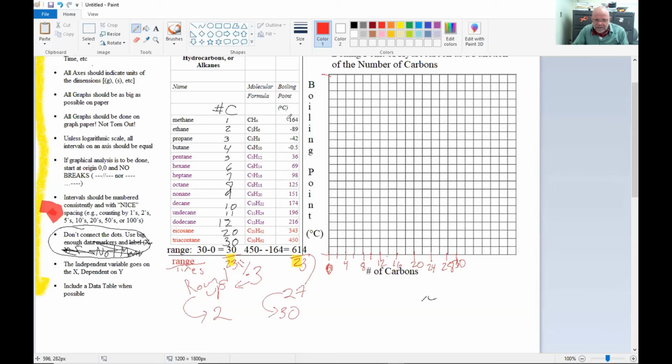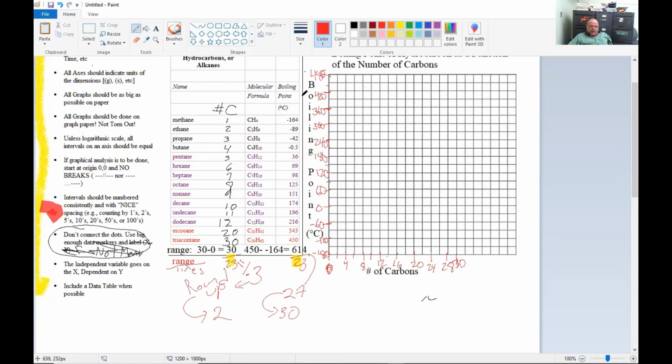The lowest number is -164. I'm going to go to -180 on my scale. Why? Because 180 is a multiple of 30, and that'll give me my 0. So if I go here, -180, this would be -150, -120, -90, -60, -30, there's my 0, 30, 60, 90, 120, 150, 180, 210, 240, 270, 300, 330, 360, 390, 420, 450, 480. And now I can fit all the boiling point temperatures on my scale.